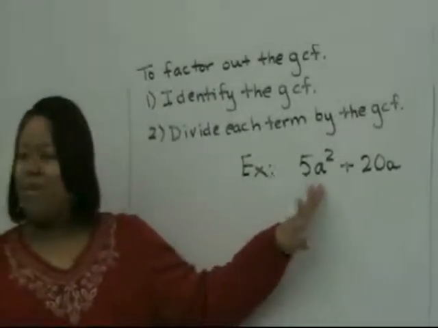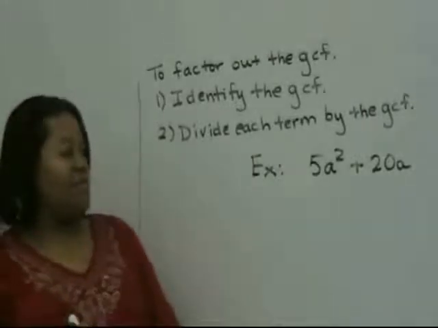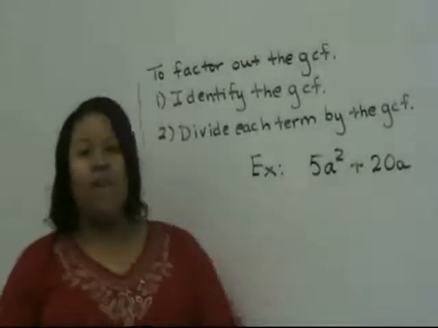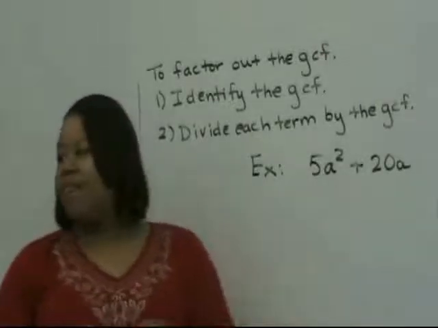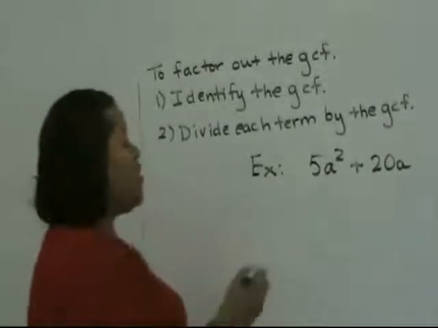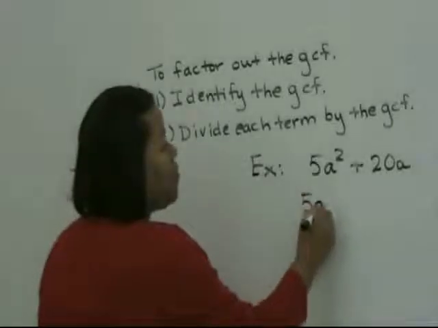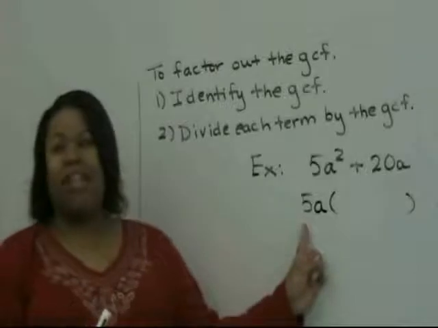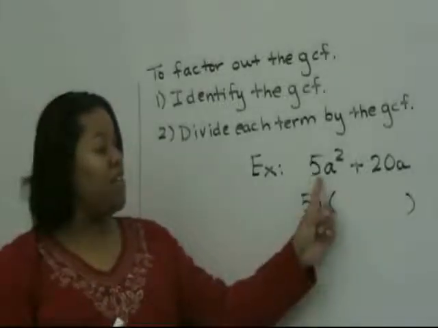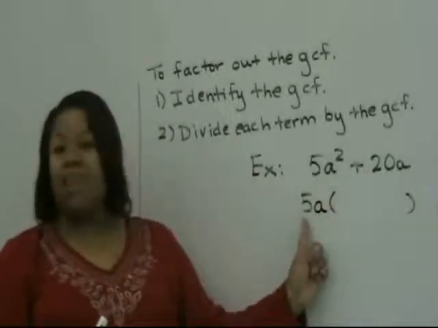What do you think, Mr. Portier? 5. 5 is a common factor, but it's not the greatest common factor because it also shares a common variable. Oh, a. So the greatest common factor would be the expression 5a. So we identified the greatest common factor, and then we'll divide each term by the greatest common factor.